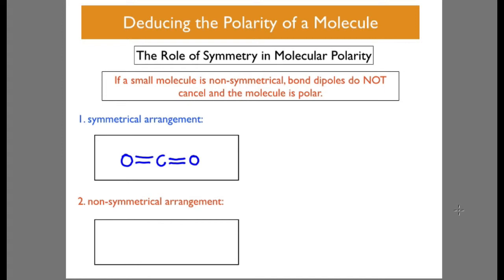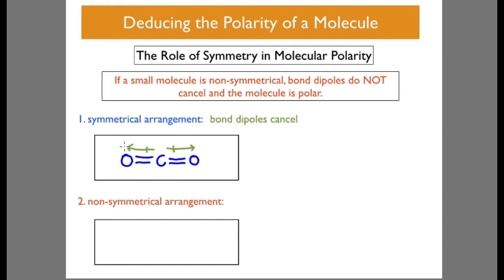Okay, the role of symmetry in molecular polarity. We're going to deduce the polarity of a molecule. If a small molecule is non-symmetrical, bond dipoles do not cancel, and the molecule is polar. Let's have a look at this. We've got a symmetrical arrangement here. I've just drawn carbon dioxide.